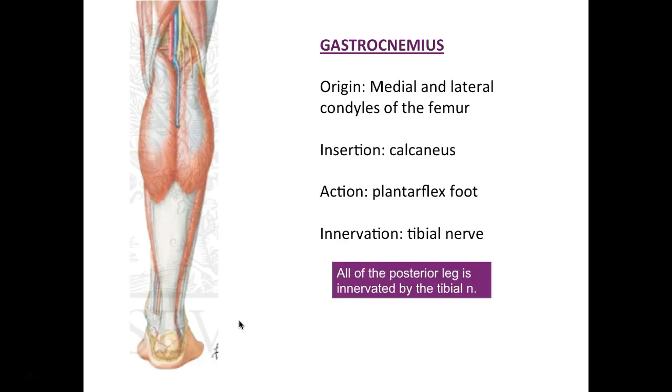So first we have gastrocnemius, and I mentioned this in class. Remember that this word, if you break it down, gastro means stomach, and cnemius refers to the leg. So this is a bellied muscle of the leg. So we have two bellies here, medial and lateral. These bellies originate from the medial and lateral condyles of the femur and will go down and insert into the calcaneus bone. Its action is plantar flexion of the foot, and innervation is tibial nerve.